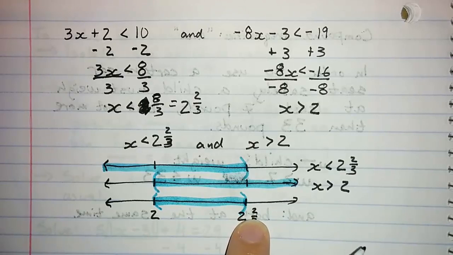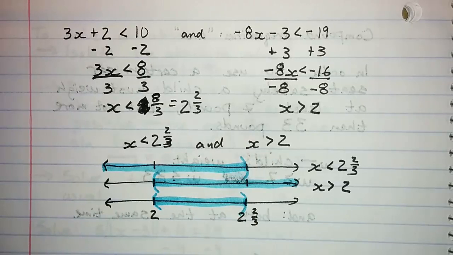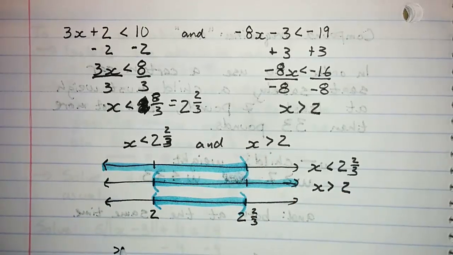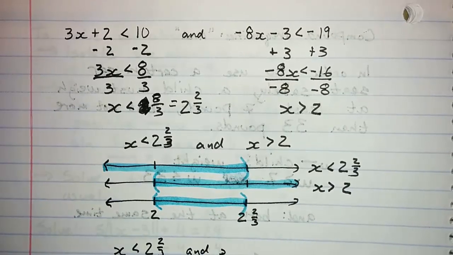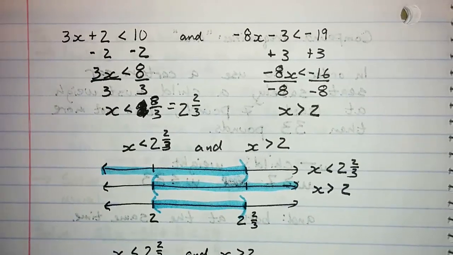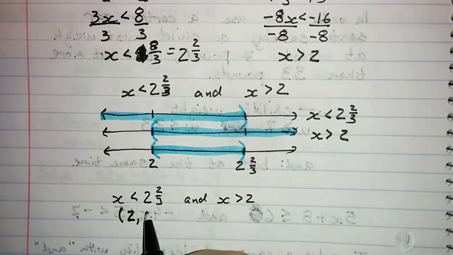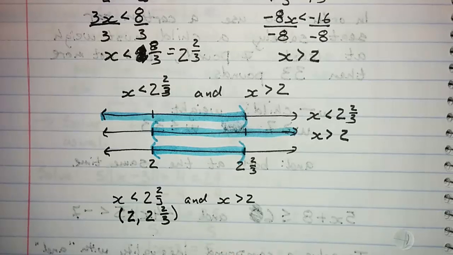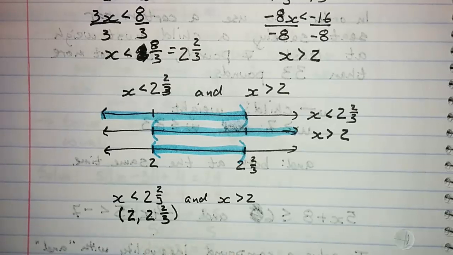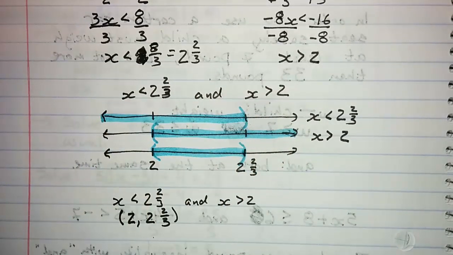So looking at this, both of these pieces of information are necessary. So I could give my answer as x is less than 2 and 2/3, and x is greater than 2. Or I could give my answer in interval notation: 2 up to 2 and 2/3. Either of these is correct unless we explicitly ask for the answer in interval notation. In the next video, we'll see all of the different ways that these pictures could possibly work out.